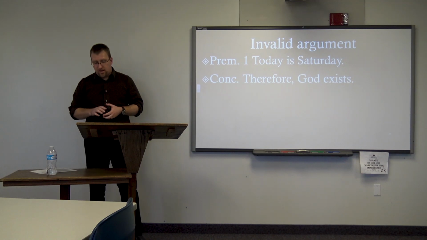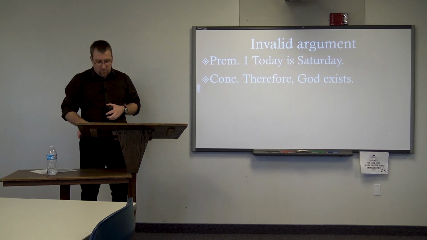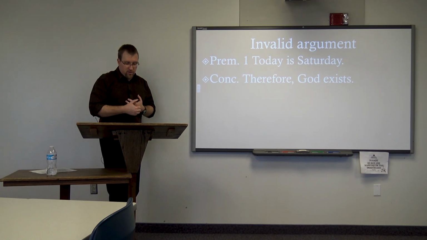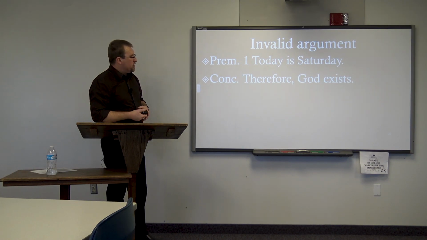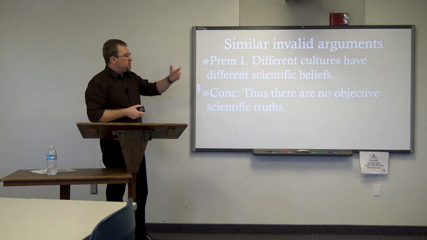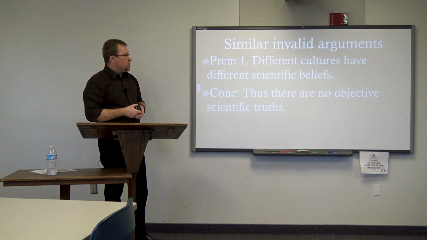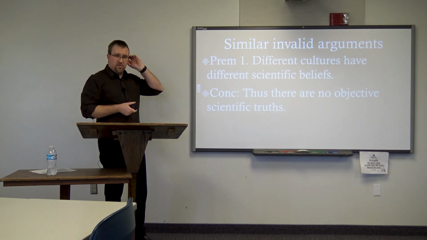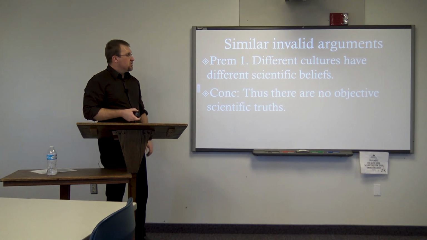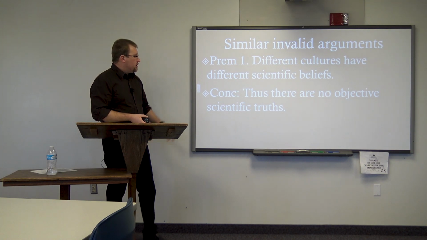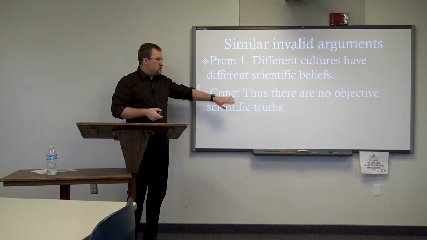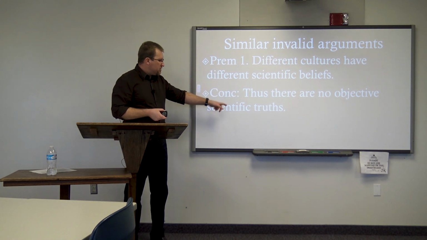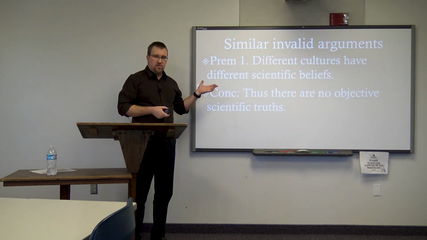Because there are lots of things that people disagree about, and we don't go to the relativist conclusion even when we realize there's disagreement. Here are similar invalid arguments to the argument from disagreement. Different cultures have different scientific beliefs. This is true. Different ones have different scientific beliefs. Thus, there are no objective scientific truths. That just doesn't follow. Just because cultures disagree doesn't mean there are no objective scientific truths.